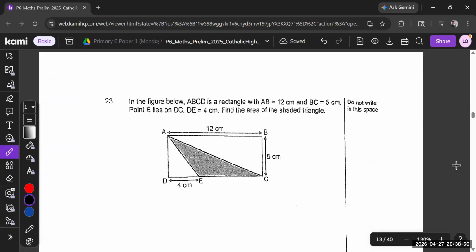Oh, this is easy. Your answer is 20 cm square. Okay. And how do we find the shaded triangle? No need for method because this is a triangle. So one step, half times base times height.